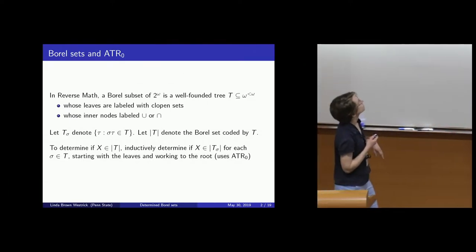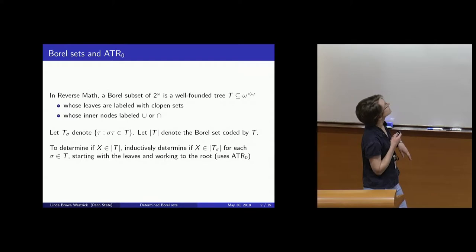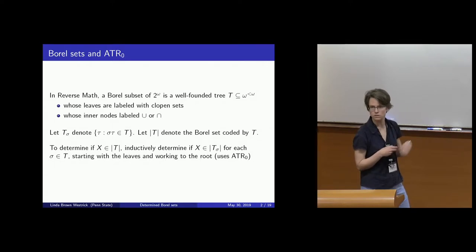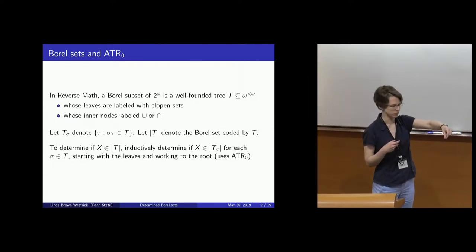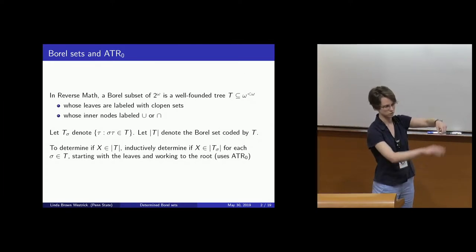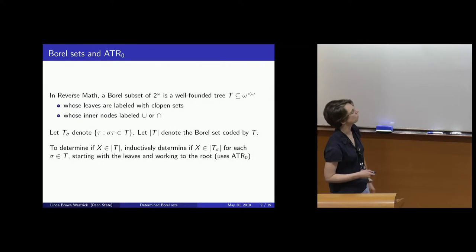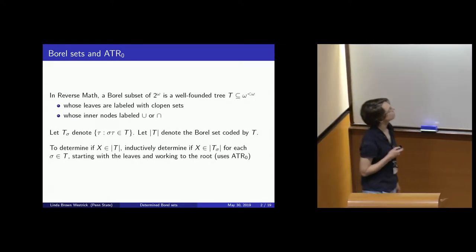All right, so just some notation for this. By T_sigma, I want to denote the sub-Borel code that lies below sigma. So if I have this whole tree coding a Borel set, then T_sigma is just coding some set that was used in the construction of the set as a whole. And this notation will also be used for the set itself that's coded by that tree.